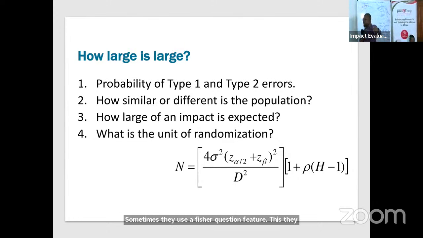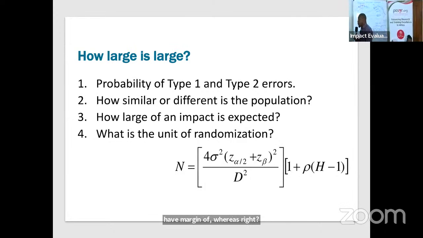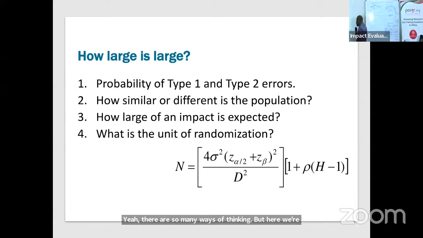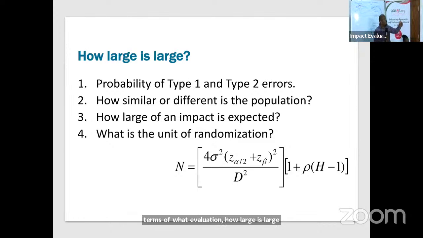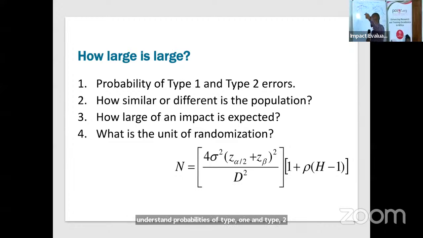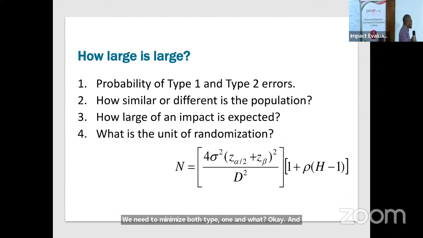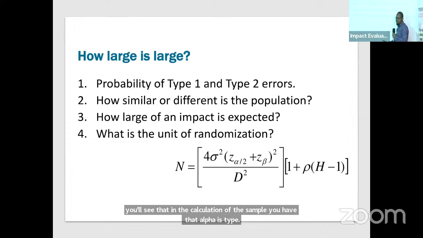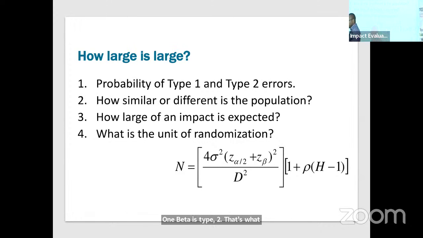There are so many ways of thinking, but here we're looking in terms of what? Evaluation. Are we together? In terms of what? Evaluation. How large is large? So there are things you need to think about. You need to understand the probability of type 1 and type 2 errors. We talked about them, and that's why he was emphasizing we need to minimize both type 1 and what? Type 2 errors. Okay? And you'll see that in the calculation of the sample, alpha is type 1, beta is type 2. That's what he was referring to. Okay? We'll talk about them.